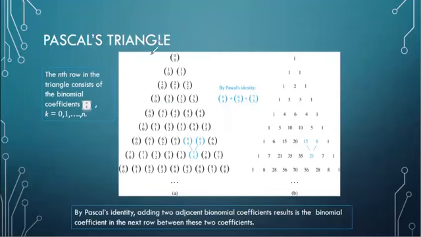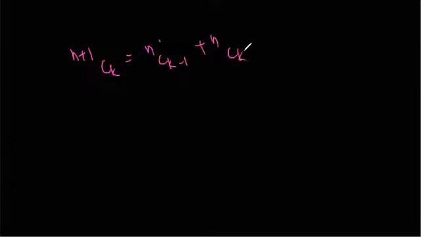Now, what do we mean by Pascal's identity or triangle? Whenever I am speaking about Pascal's triangle, there is one important formula to be remembered, that is (n+1)Ck is equal to nC(k-1) plus nCk.